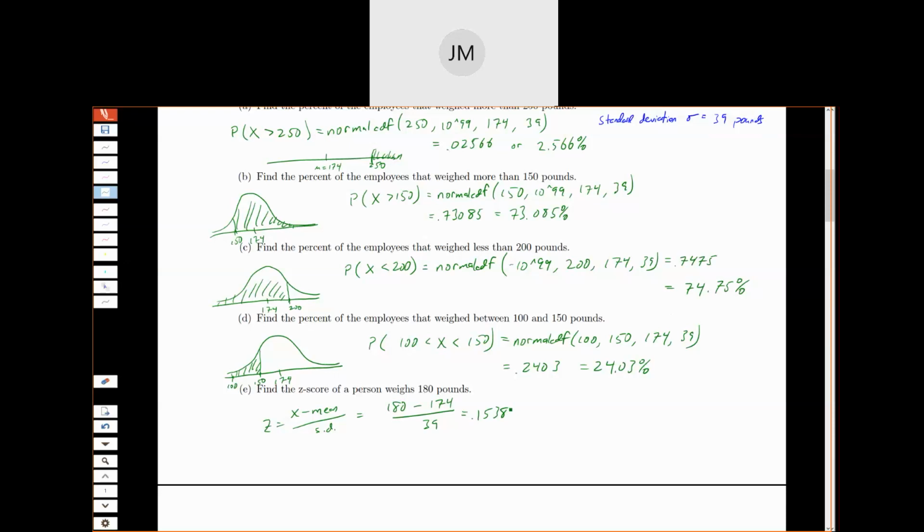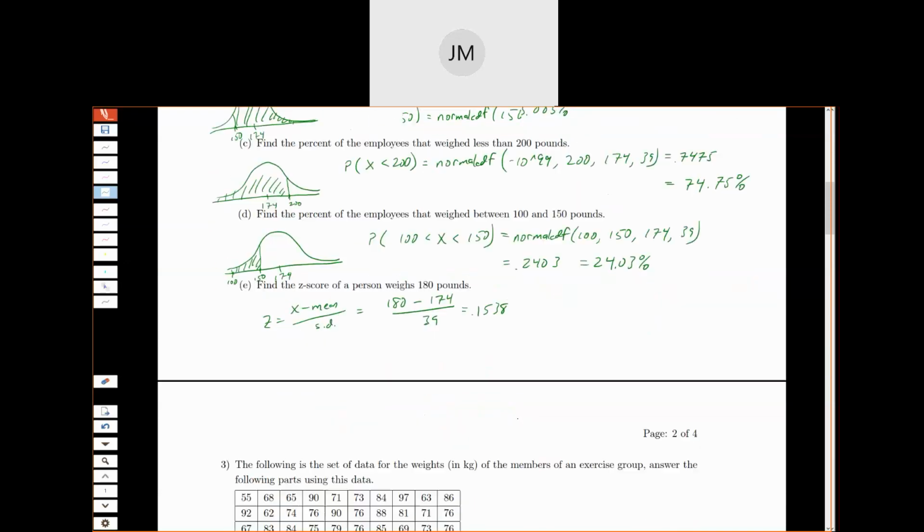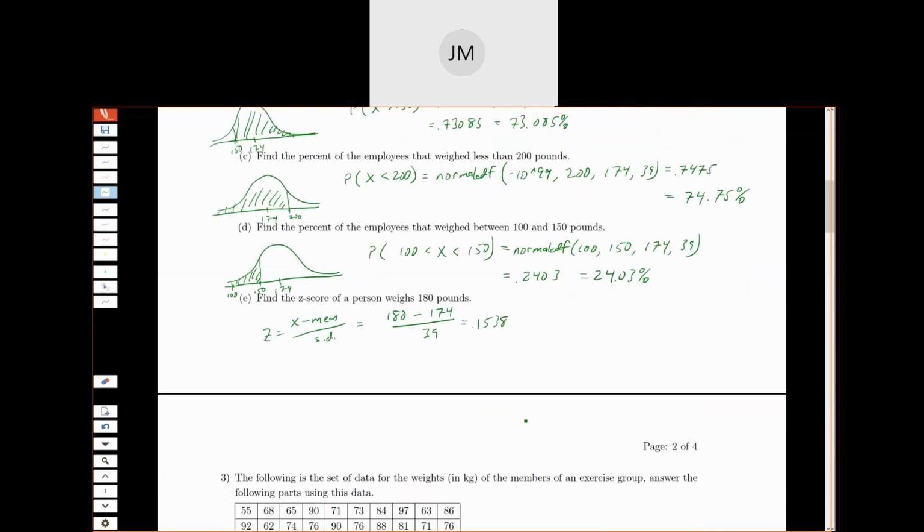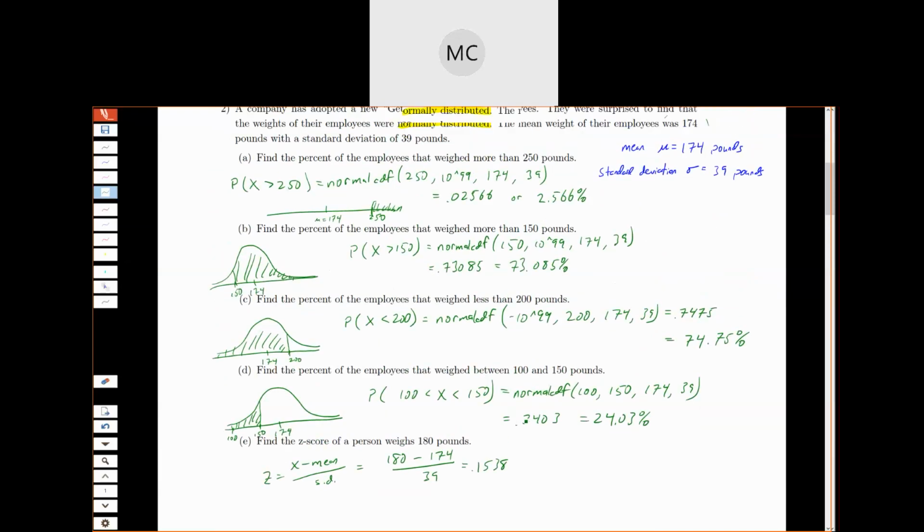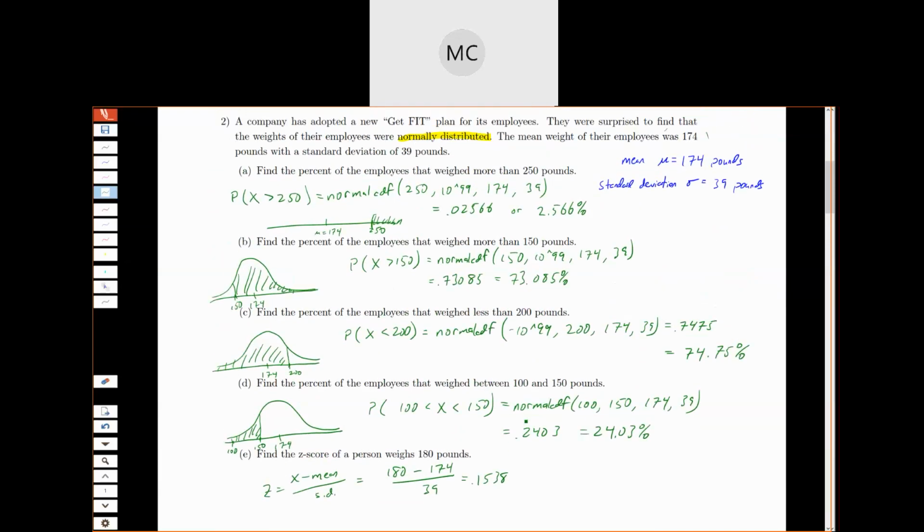All right, any questions over normal distributions? Okay, then let's move on. Oh, go ahead. Oh, sorry. My mic was being weird. For the z-score, we're just doing like 180 minus 174 divided by 39, right? Yeah. Okay. All right. Simple as that.